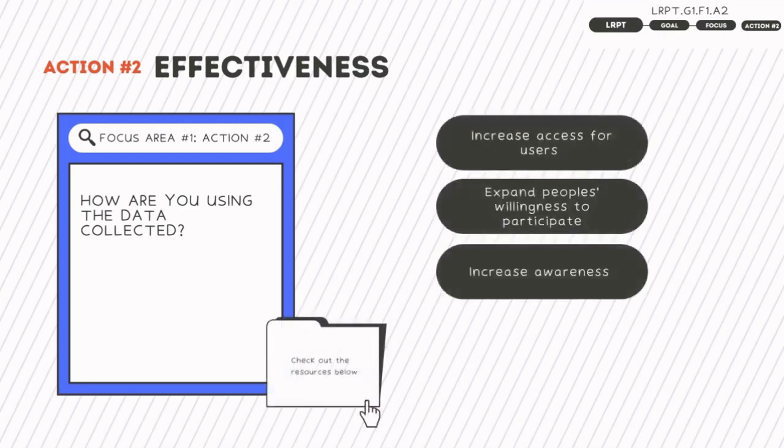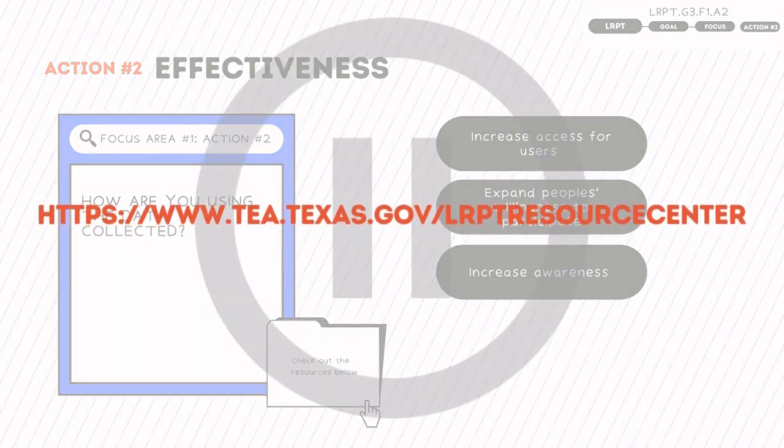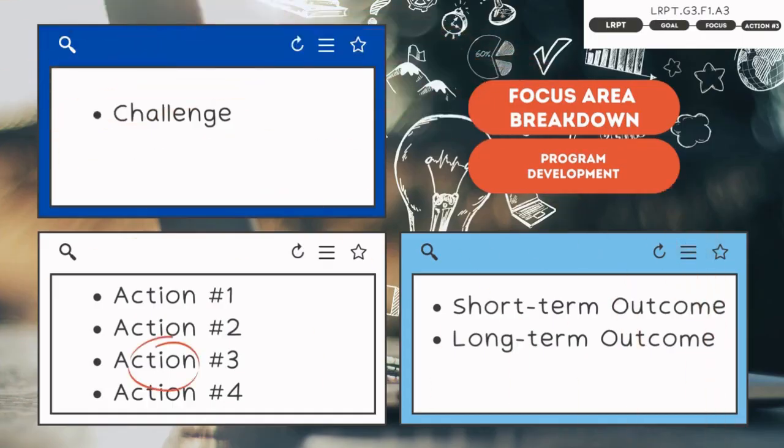Use the resources below to help build strategies for measuring effectiveness. Pause here to reflect on how you will gather and use this data. Now, let's move on to action number 3.